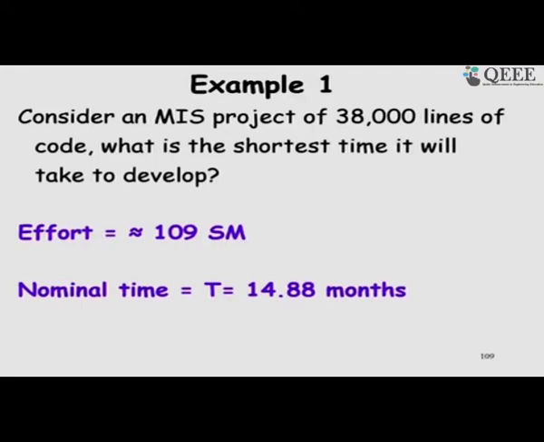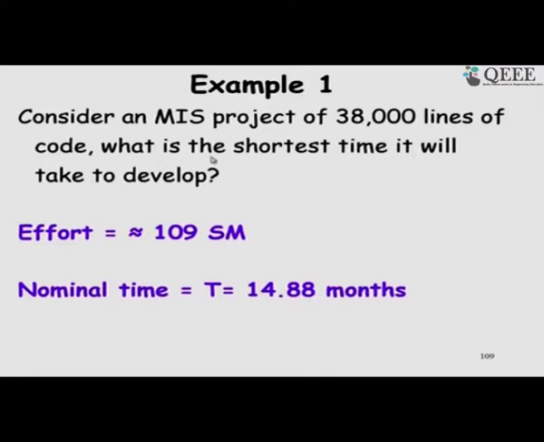So, there is another example here, that an MIS project costs 38 kilo lines of code. So, what is the shortest time, which is the nominal time basically? As I was saying, if we have the staffing properly done, then it will be 14 months. We are going to discuss those issues as we proceed to discuss staffing. So, the nominal time, or the shortest time by which we can develop without unrealistically bloating up the cost, is 14.88 months.